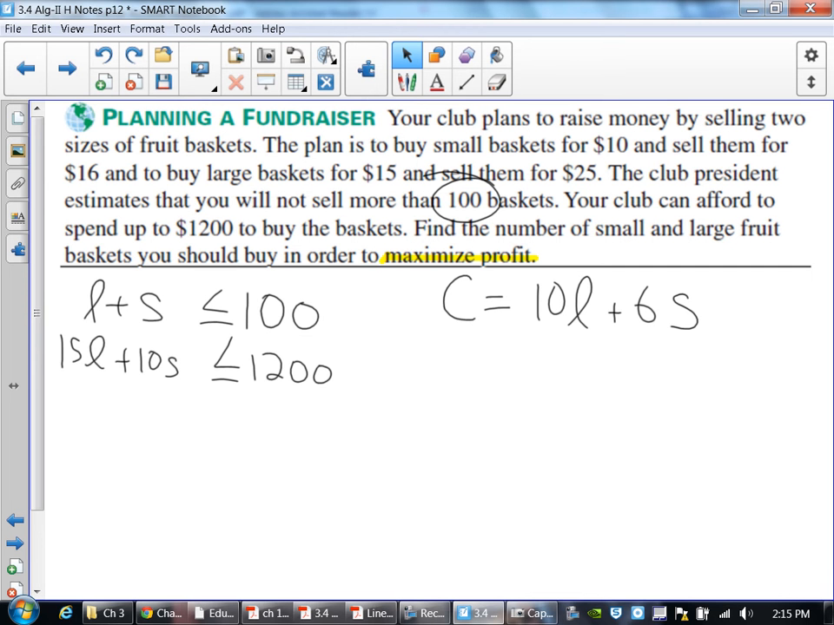Now for the tough question. Can I have negative baskets? No. So this is what I was saying, this becomes a first quadrant problem. That means that L has to be greater than or equal to 0, and S has to be greater than or equal to 0.